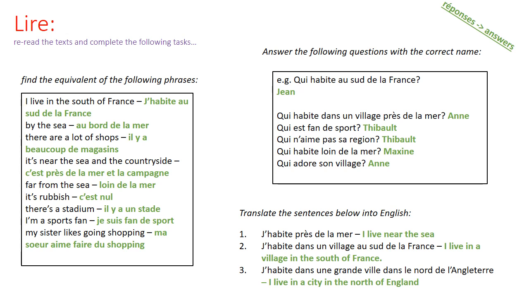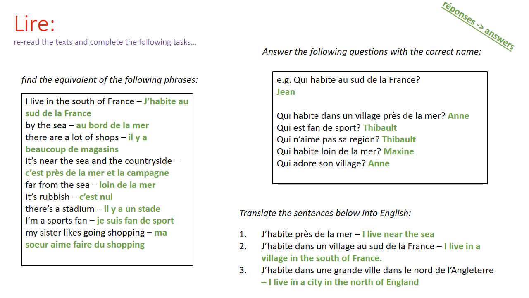My sister likes going shopping. Ma sœur aime faire du shopping. So that's all of the equivalent French phrases there. Next then, answering those questions. Qui habite au sud de la France? We've got Jean as our example. He lives in the south of France.